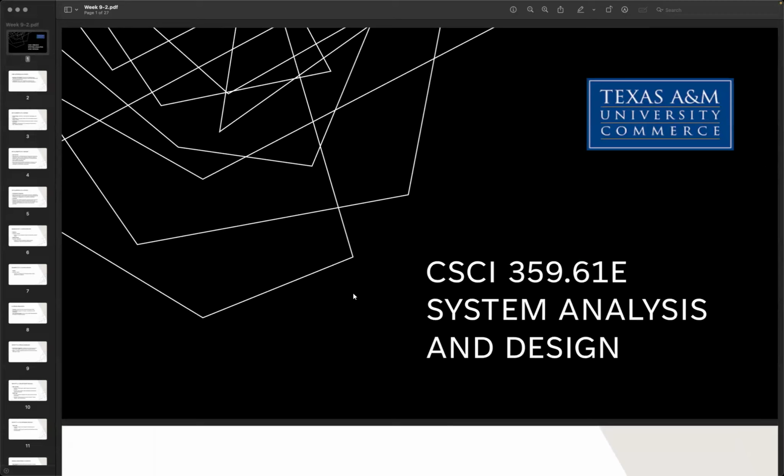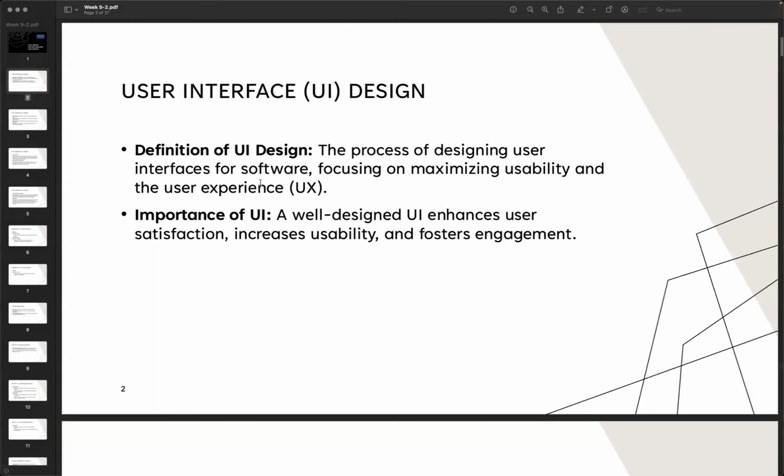On Tuesday, we talked about the UI design. So here we will review one more time what the UI design is. Basically, it's the process of creating the user interface of a software. Nowadays, for software, including websites for desktop, we also need to consider tablets and cell phones. So we are trying to maximize the usability and also the user experience.